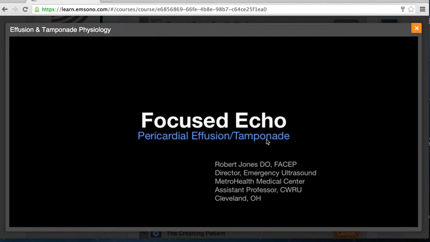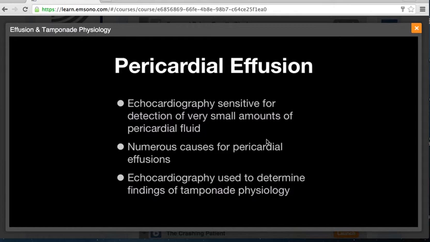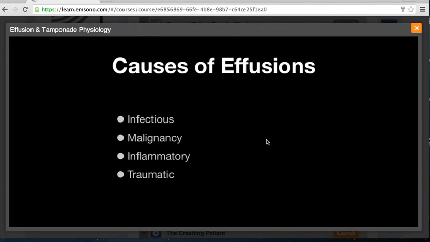I'm Dr. Robert Jones, and this is the Focused Echo, Pericardial Effusion, and Tamponade Physiology lecture. Echocardiography is highly sensitive for the detection of even very small amounts of pericardial fluid. Now, it's important to remember that there are numerous causes for pericardial effusions, and echocardiography will not, based on the echo appearance, allow you to differentiate one cause from another. Echocardiography is also highly useful in determining the findings of tamponade physiology, and that's what we're going to be covering in this lecture. Causes of pericardial effusions include infectious, malignant, inflammatory, and traumatic etiologies.